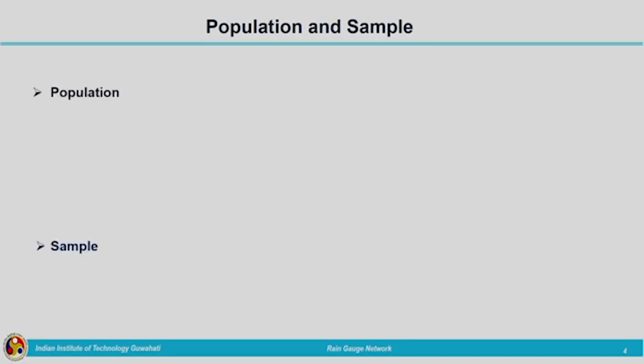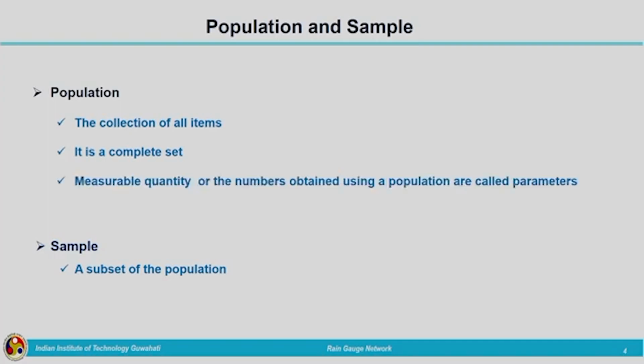Population and sample. What is meant by this? Population is the collection of all items. That is, if we are talking about rain gauge or rainfall data, we will be considering all the rain gauges present. So, it is a complete set. But in the case of a sample, a subset of the population will be considered. We will not have access to the entire rain gauge data, or sometimes we are not interested in that. So, we will be selecting a certain sample from the population. So, it is a subset of the population.